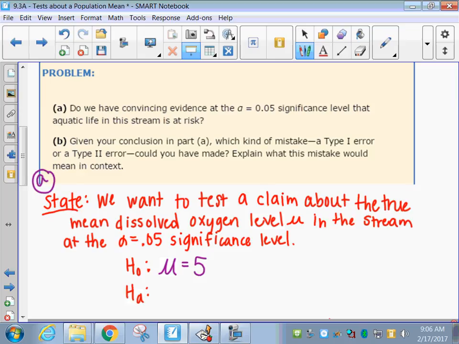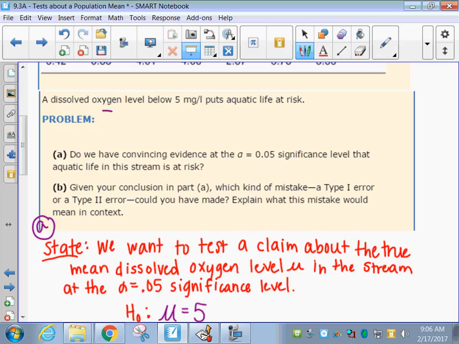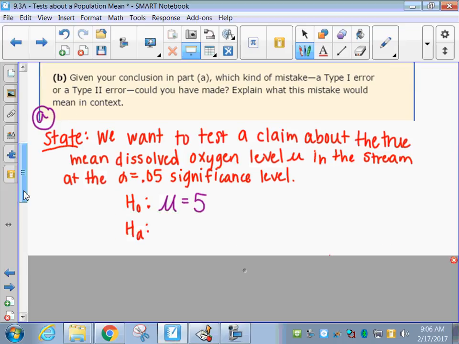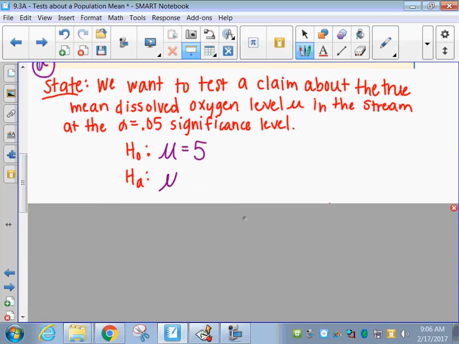Alternate is the interesting one. Jet, what do you think for the alternate hypothesis? Okay, good. It says right there, oxygen level below 5 puts aquatic life at risk. So that's what I want to know. Do I have less than 5 milligrams per liter?